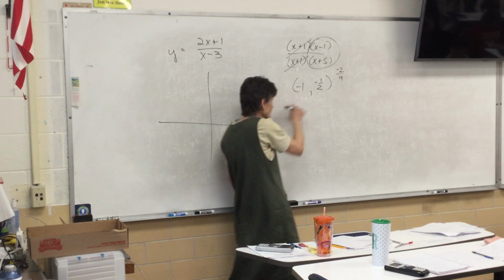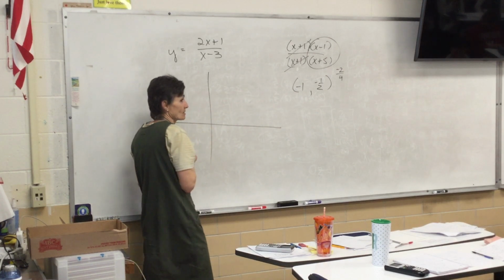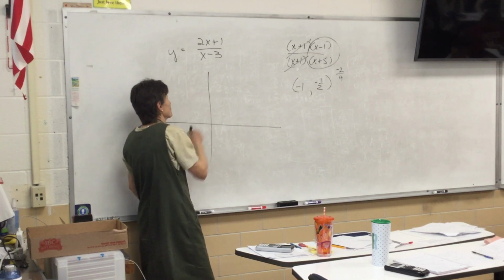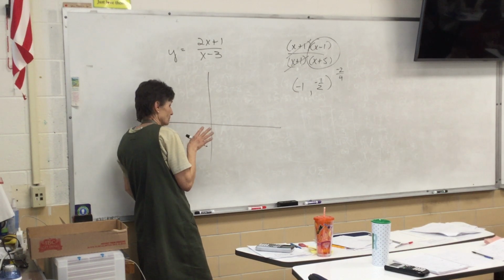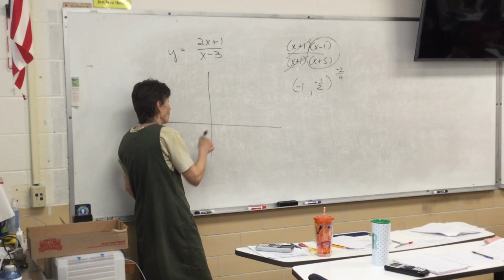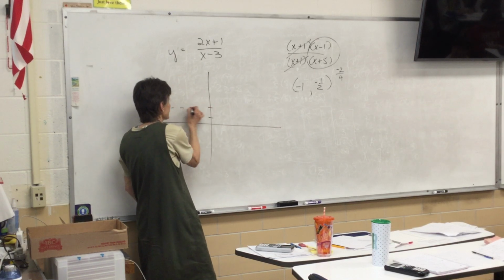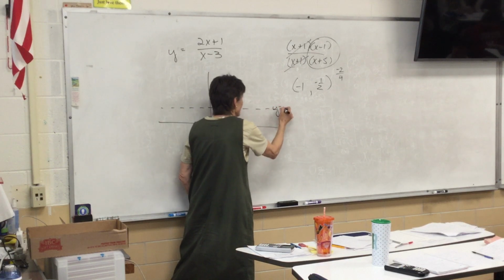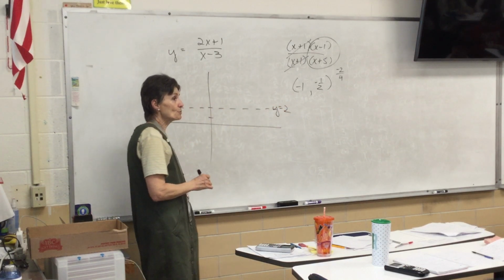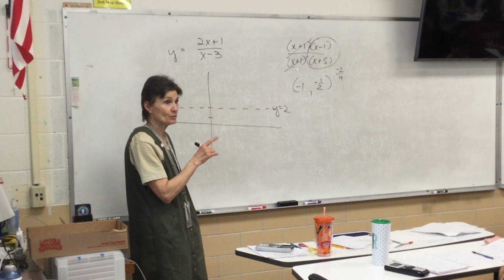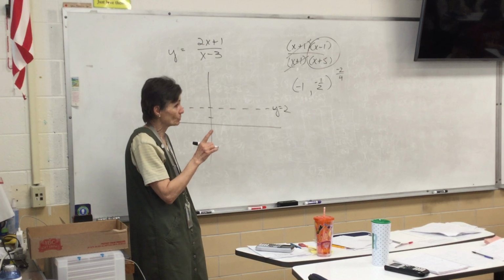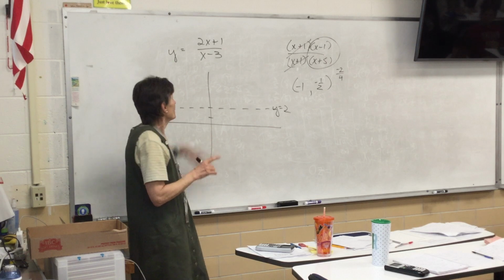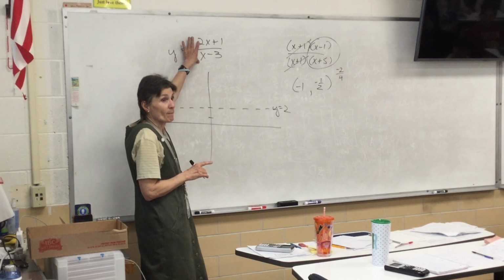Right? This one doesn't have a hole because nothing cancels. All right, it does have asymptotes. Where are its asymptotes? Well, the horizontal asymptote is at y equals 2. And you saw me pause when he said 2, because 2 isn't going to get you full credit. You've got to say y equals 2, because of 2x over x, remember that little rule?